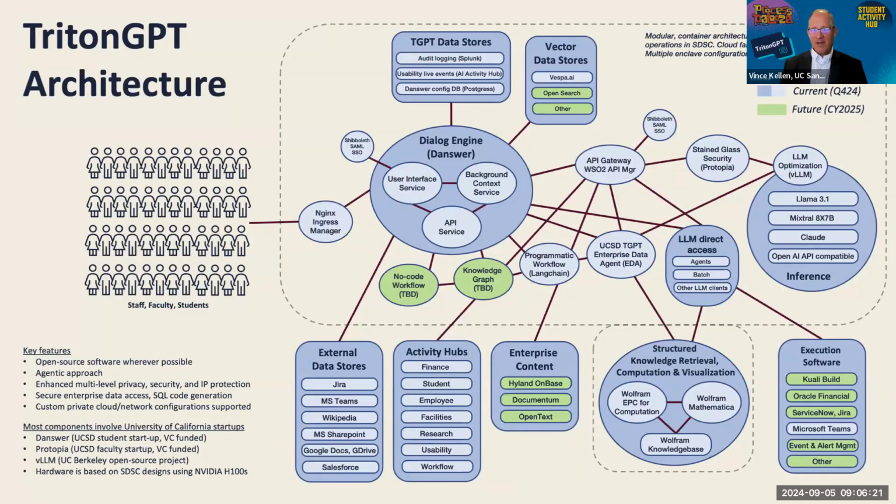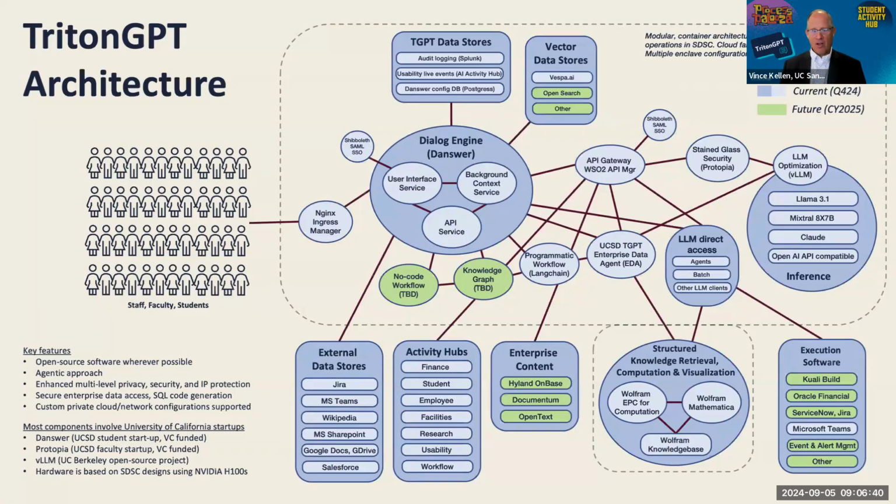This is a bit of an eye chart, but for those who are technical, bear with me. And for those who are not, double bear with me. On the left side, you can see clearly that we have faculty, staff, and students. We've enabled TritonGPT for all of our faculty and staff, 38,000 people.